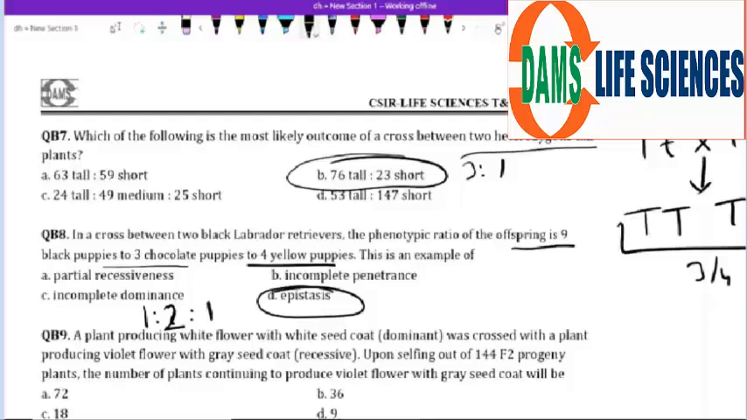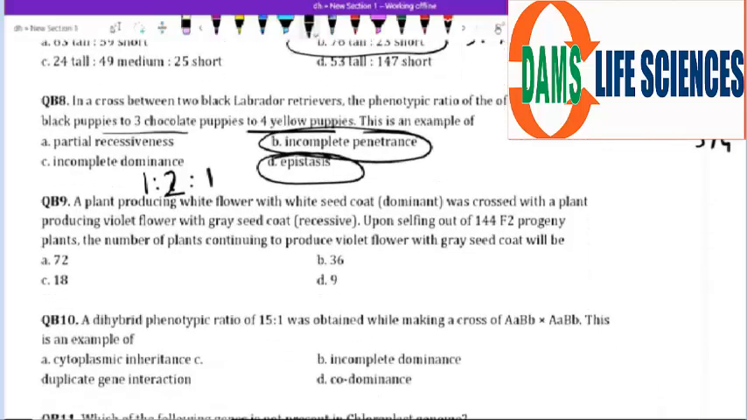And incomplete penetrance is a phenomenon involved in dominant pedigrees where an individual having a genotype is not showing the phenotype of the dominant trait. So it means a person having a dominant genotype is recessive in phenotype. That's the case of incomplete penetrance or non-penetrance, and that's seen in dominant pedigrees. In this case, it's not incomplete penetrance, it's a clear case of epistasis, and to be very particular, it's a case of recessive epistasis. And that we have discussed in an earlier question.